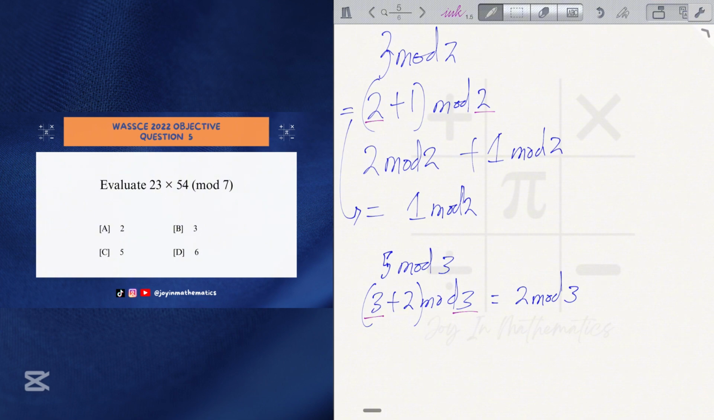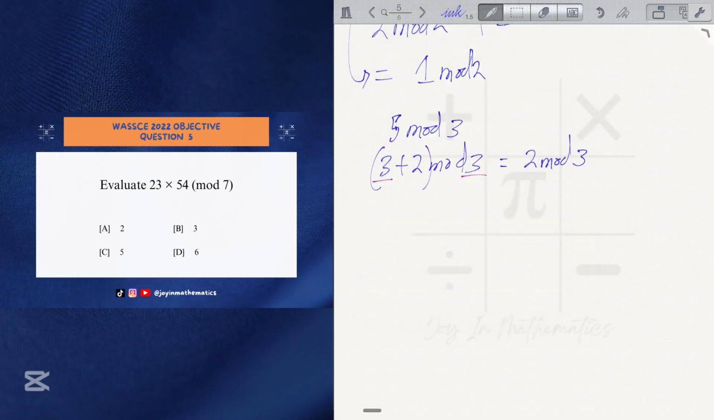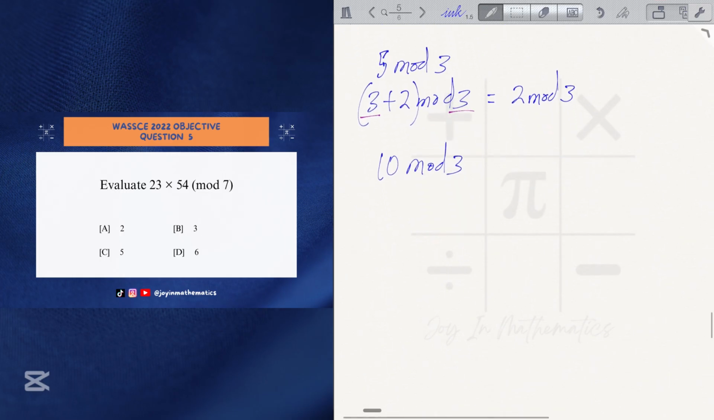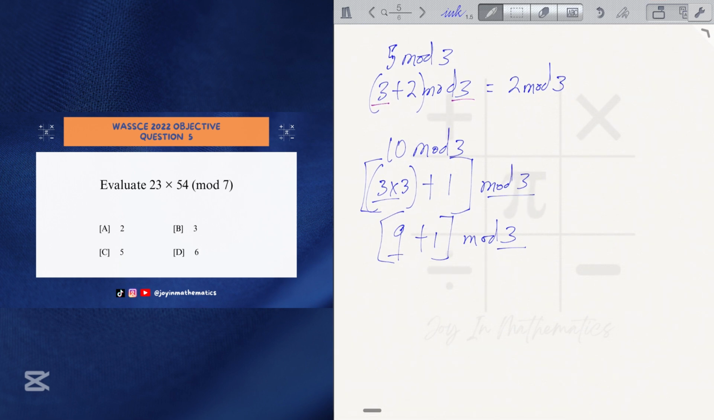Now, if we proceed further to pick a more interesting question, let's say 10 mod 3. Now 10 mod 3 can be written as 3 multiplied by 3 plus 1, everything mod 3. 3 multiplied by 3 is a multiple of 3, because we will have 9 plus 1 mod 3. 9 is a multiple of 3. So this will be equal to what? 1 mod 3.